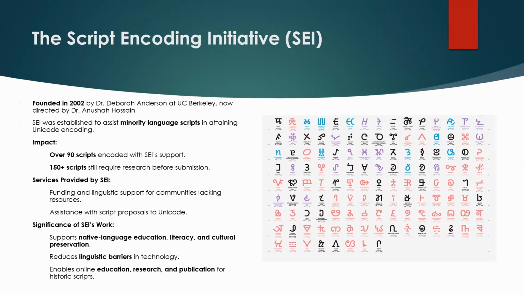The services that SEI provides are funding and linguistic support for communities that lack the resources to develop the proposal on their own, and assistance with the script proposals, which can be quite difficult for these communities. They support native language education, literacy, and cultural preservation through this work. They reduce linguistic barriers in technology, and they enable online education, research, and publication for historic scripts.